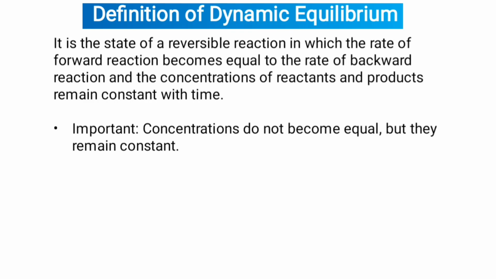Now, the definition of dynamic equilibrium. Dear student, it is the state of a reversible reaction in which the rate of the forward reaction becomes equal to the rate of the backward reaction, and the concentrations of reactants and products remain constant with time. Also note the important point: concentrations do not become equal, but they remain constant.